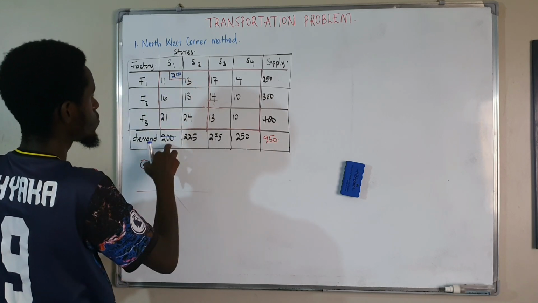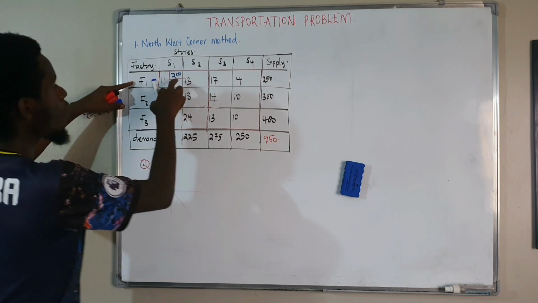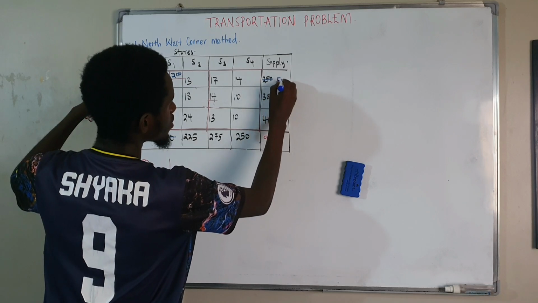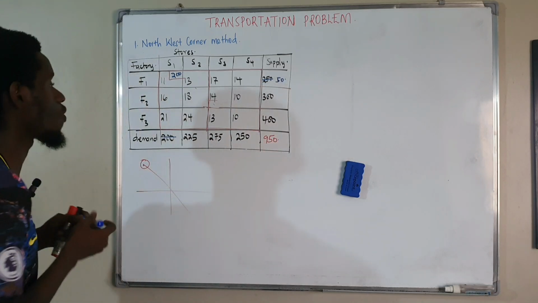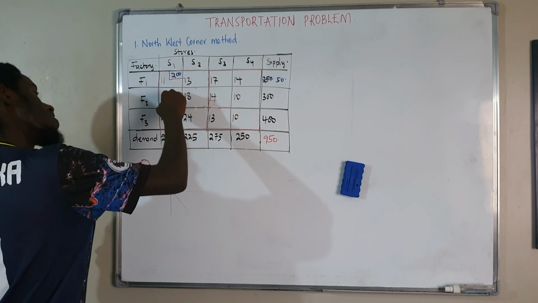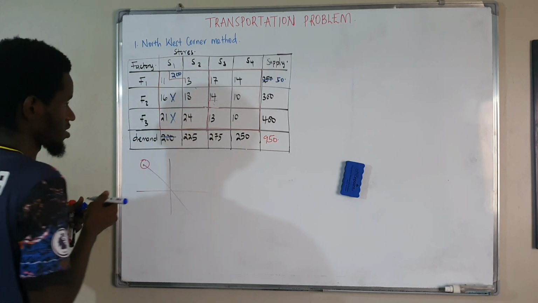Now the difference is going to be, if factory 1 supplies the 200 here, it will be left with only 50. Are we together? I think we're together at that side. Therefore, store 1 will receive no other supplies from factory 2 and factory 3. Therefore, I have to cross out these two boxes.